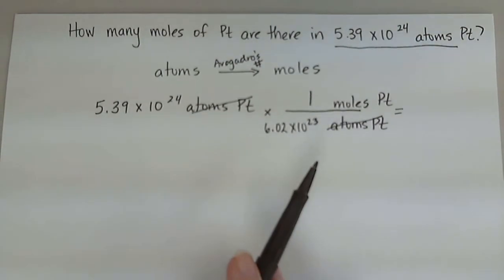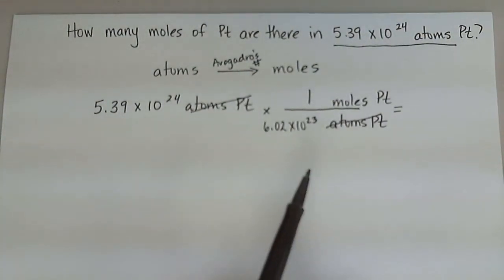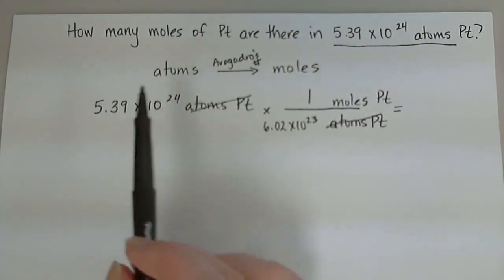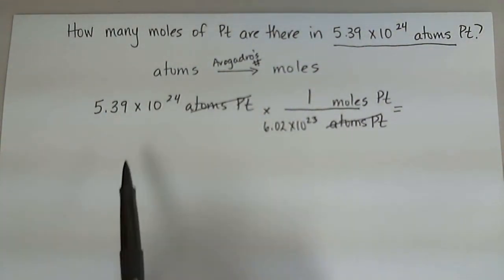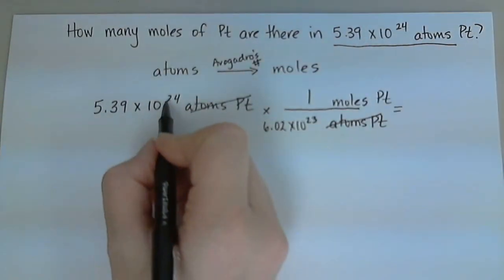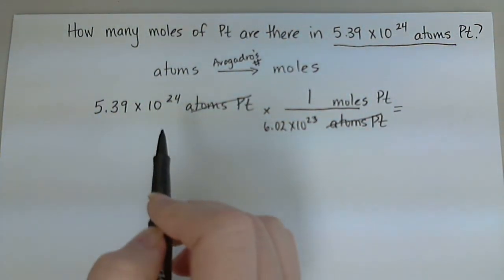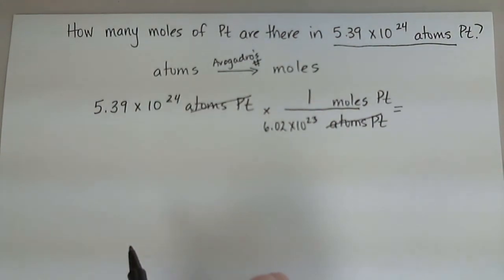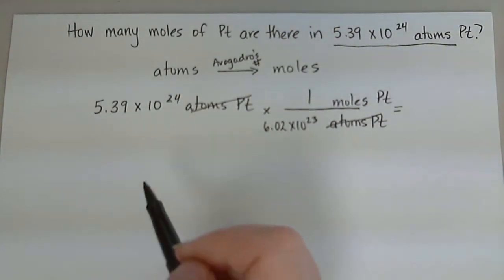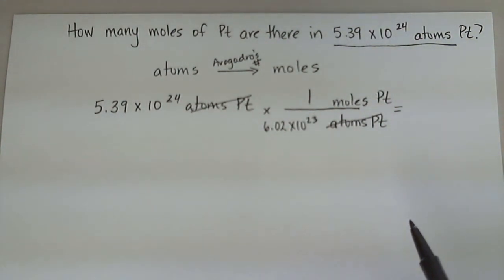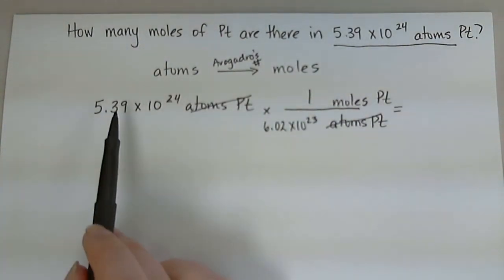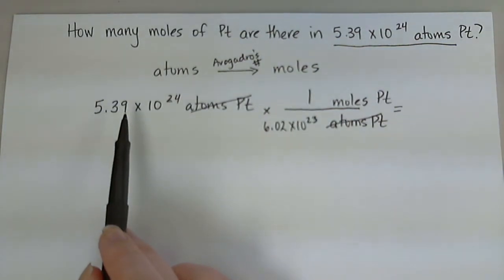I'm going to pause here before I do the math. And again, we're going to go back to that conceptual check. We know that 1 mole contains 6.02 times 10 to the 23rd atoms. We also can see that this number right here is larger than 6.02 times 10 to the 23rd atoms, which means that we are expecting our answer to contain greater than 1 mole. That's a good way to check to make sure that you set your problem up right, as well as that your math is correct.